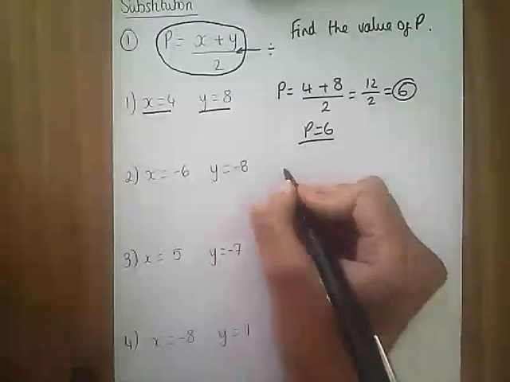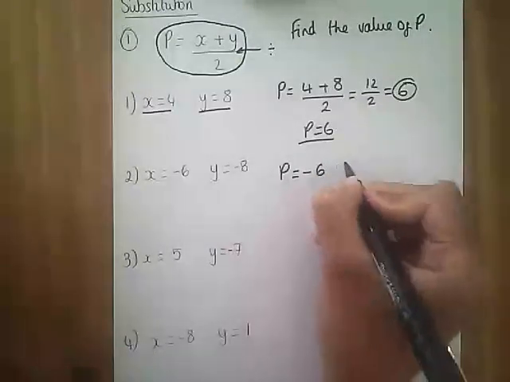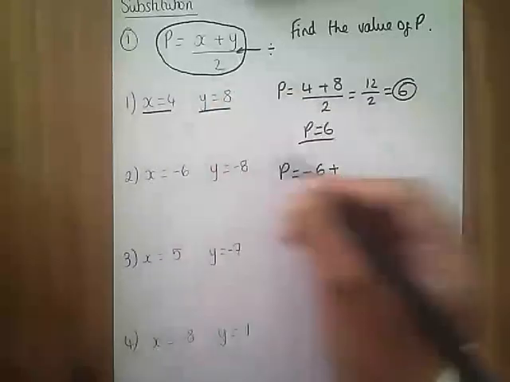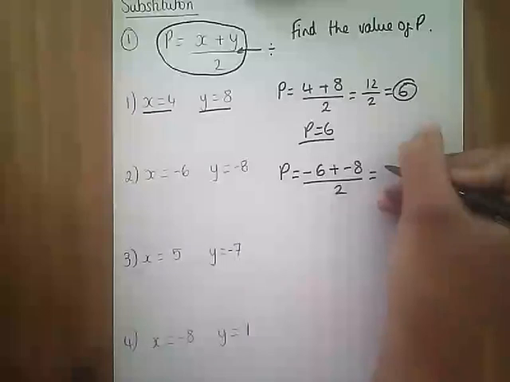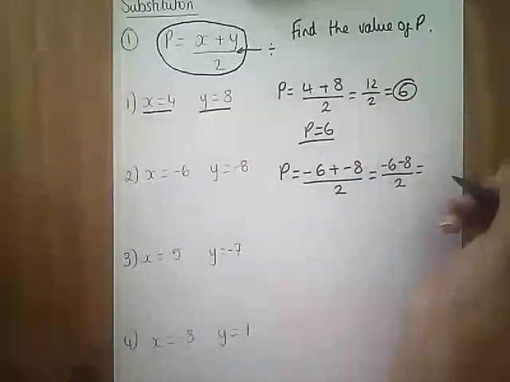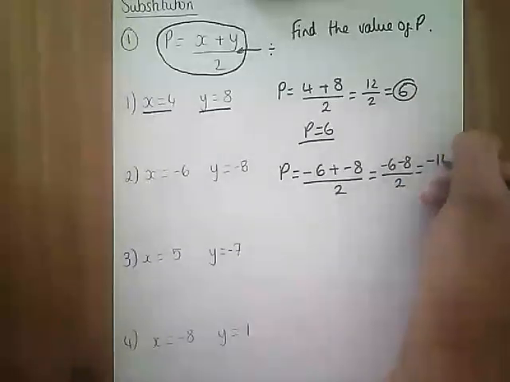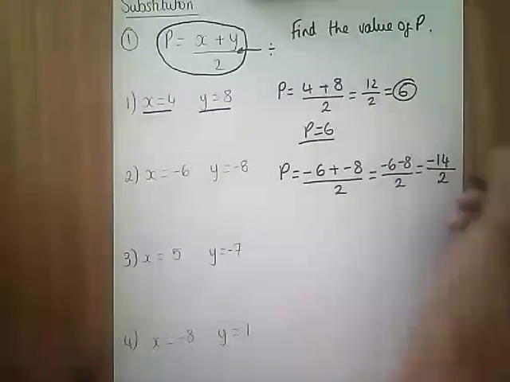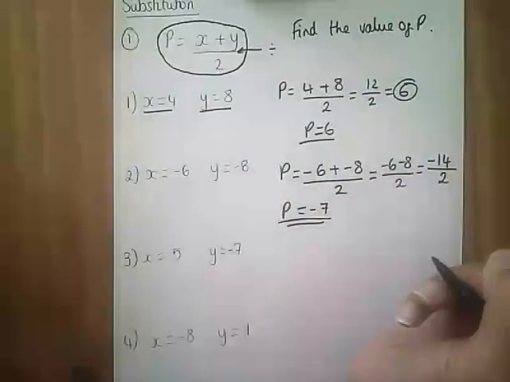Similarly, we've got x is minus 6, so whenever we see x, we're going to write minus 6 plus y, which is minus 8, divided by 2. Now, if you plus minus something, that is the same as just minusing it. So minus 6, take away 8, it's minus 6 degrees, it's getting 8 degrees colder, it's going to be minus 14. Minus 14 divided by 2 is minus 7.